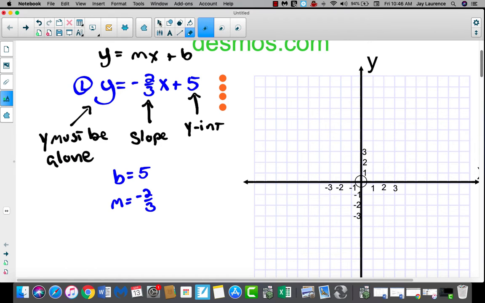All right, so I need a y-intercept of 5. So I'm going to take one of my points here, and I'm going to go on the y-axis up to 5, right there. Okay, and then I need to rise negative 2, which means to go down 2, and to run positive 3. 1, 2, 3. How do I know to go that way? Well, okay, y is positive up here. That's positive y. Positive x is over here.